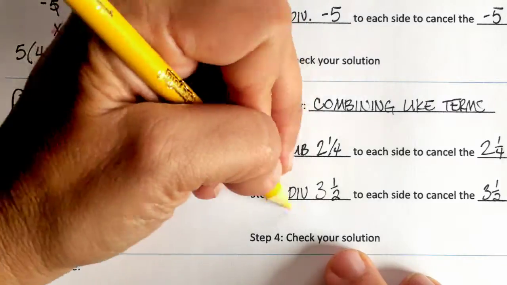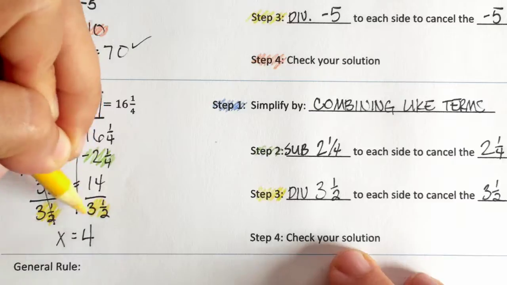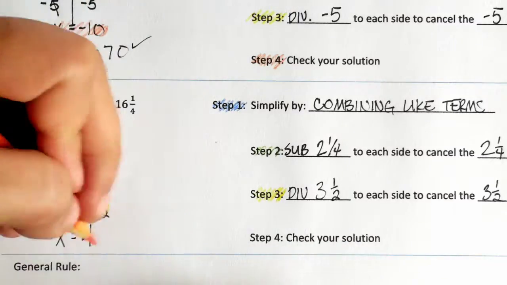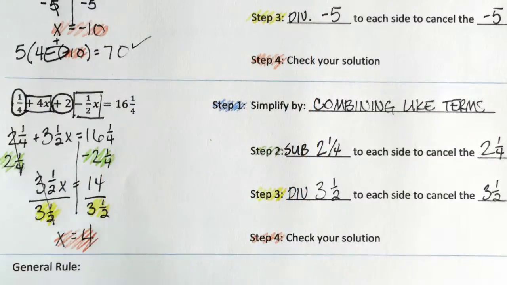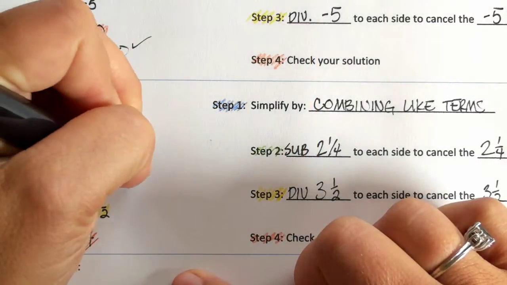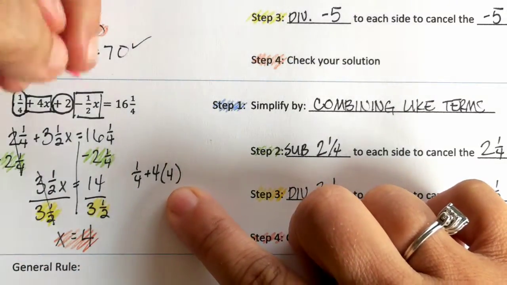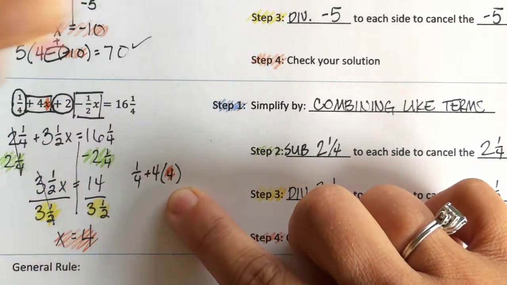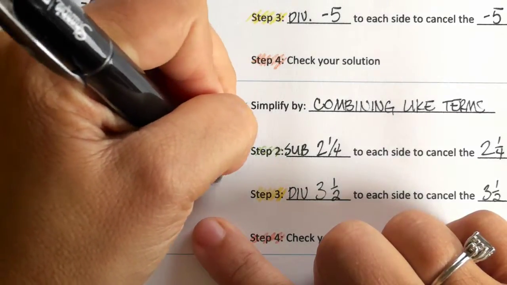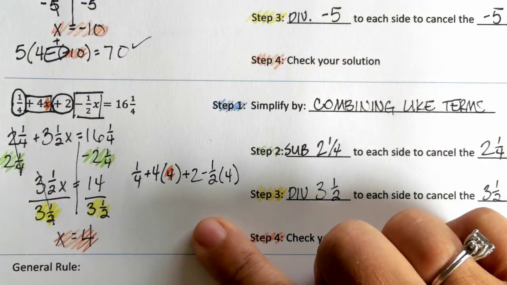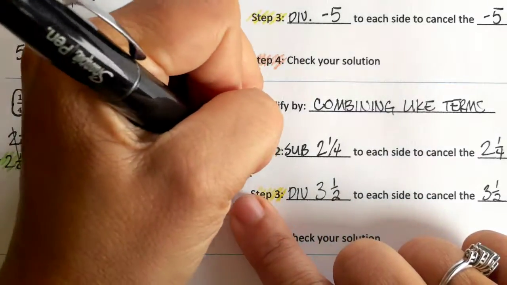Okay, so step 3 was our divide by 3 1/2. And so now we're going to check. X needs to be 4. Step 4, check. We're saying x is 4. So that means I can go back here and I can write 1 1/4 plus 4 times 4. Right? There's the x. There's the 4. Plus 2 minus 1/2 times 4. And that's going to equal 16 1/4.